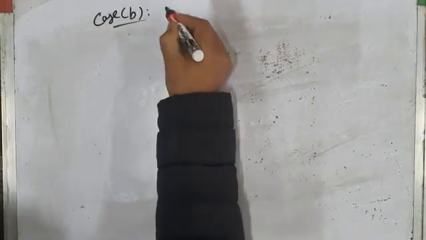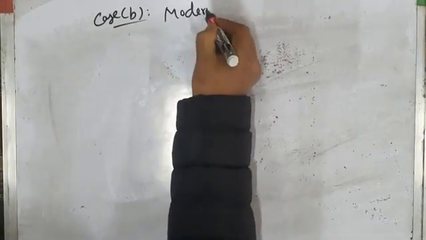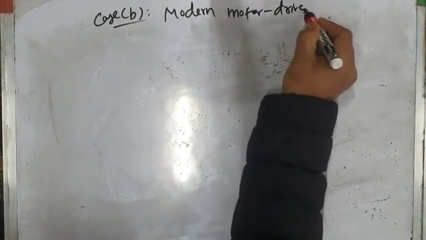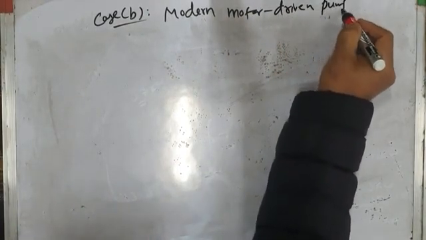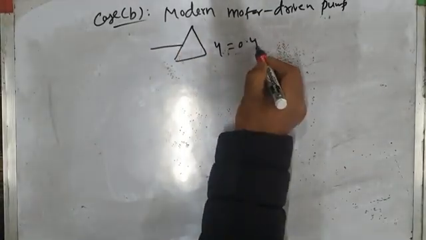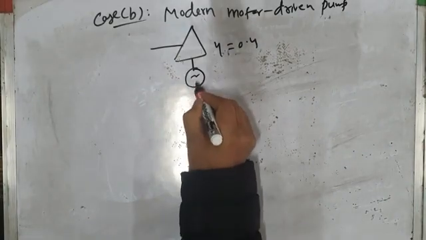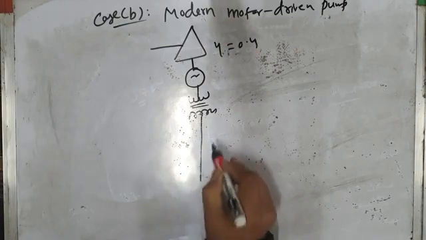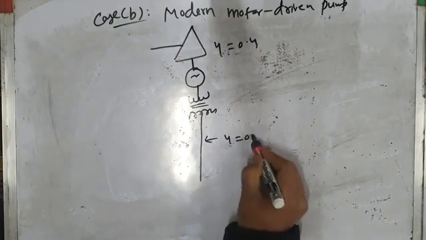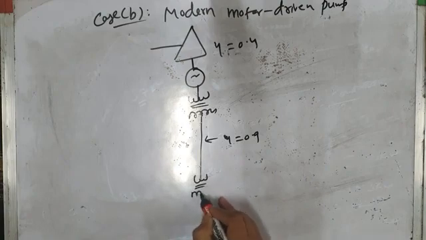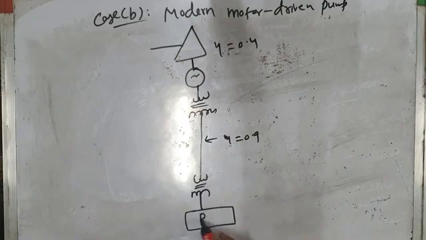In case B, we are using modern motor driven pump. I will again draw this diagram. This is the thermal power plant. Efficiency is very poor, 0.4. This is the generator, and this is the step up transformer. This is the transmission line whose efficiency is very high, 0.9. Transmission network. Then we have distribution transformer, and then before the pump we have power electronic converter. This is the power electronic converter.